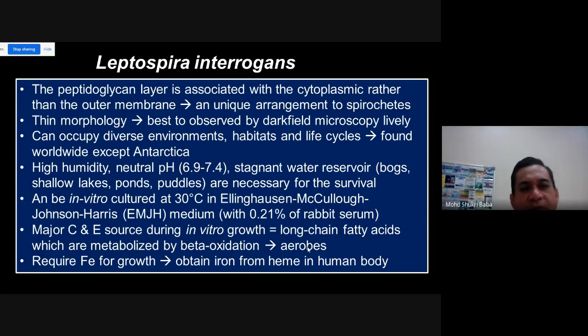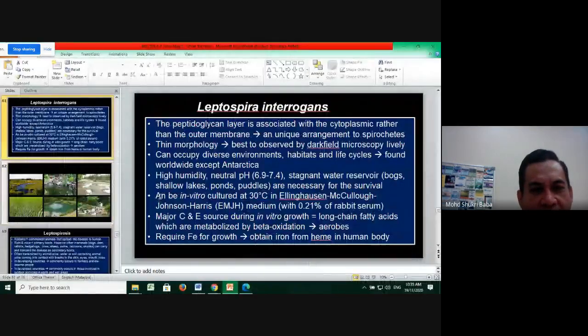Of course, Antarctica ni susah bagi bakteria nak hidup because terlalu sejuk. Basically, jarang you dapat daripada Antarctica kecuali ada satu dua spesies seperti Haemophilus aquaticus, tak ingatlah saya. Adalah spesies-spesies tertentu yang boleh adapt dengan suhu negatif bawah suhu beku. High humidity, neutral pH, and stagnant water reservoir are necessary for the survival of Leptospira.